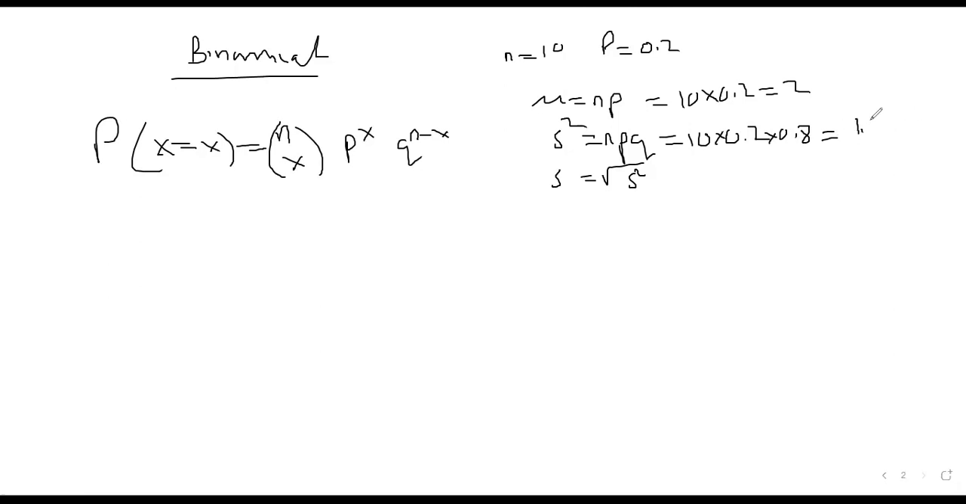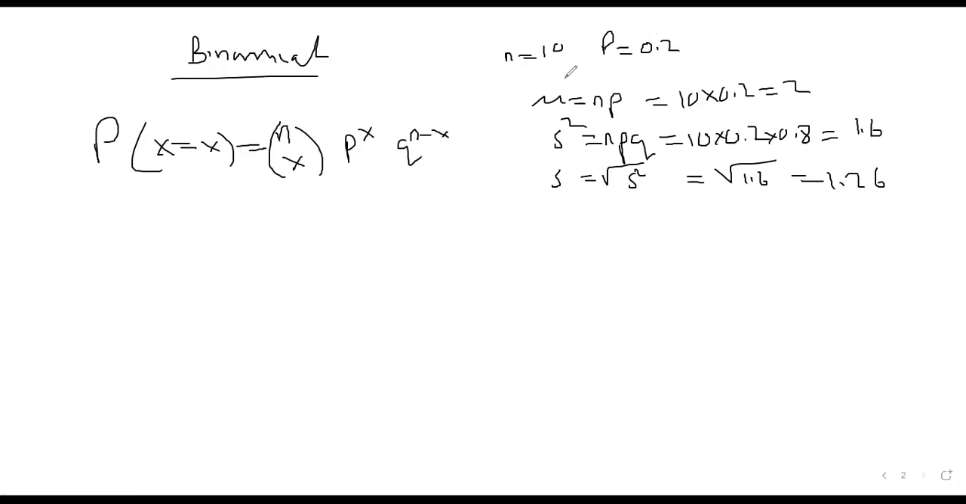The square root of the variance is the standard deviation, which is the square root of 1.6, that is 1.26. That is how we calculate that.